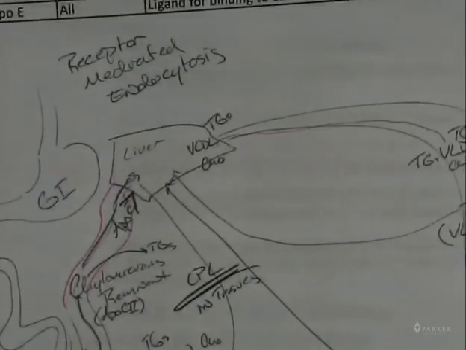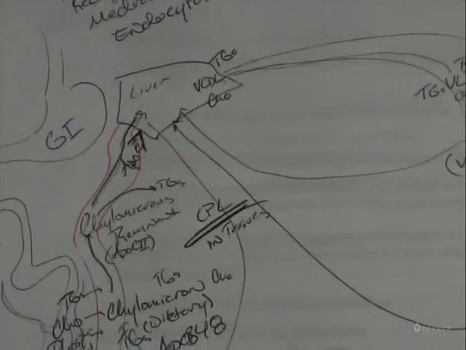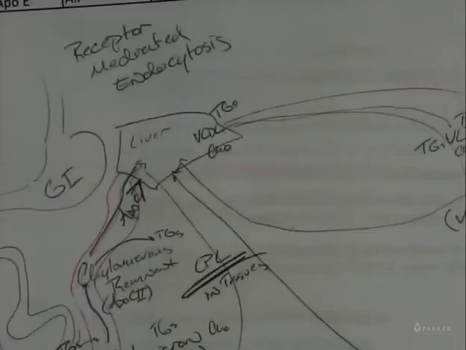Any questions on that? Is that a big deal? No. ApoE binds to the receptor, and the process by which these guys are taken into the liver is called receptor-mediated endocytosis. Any questions on that process so far, the apoproteins, what they do? Because we're going to keep going through it.